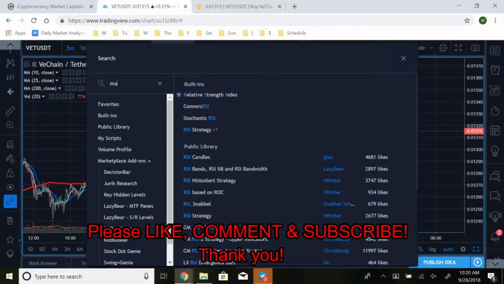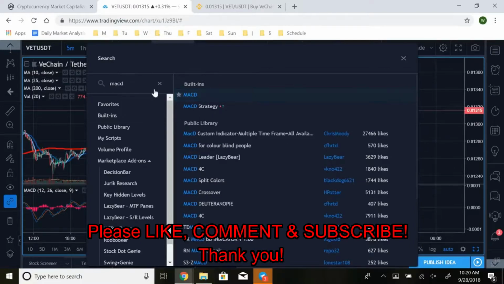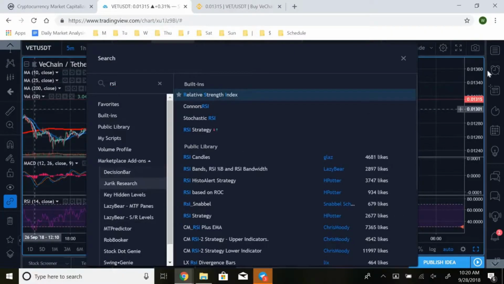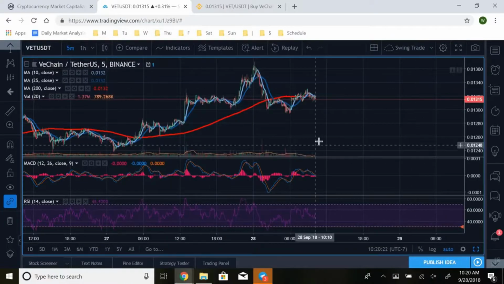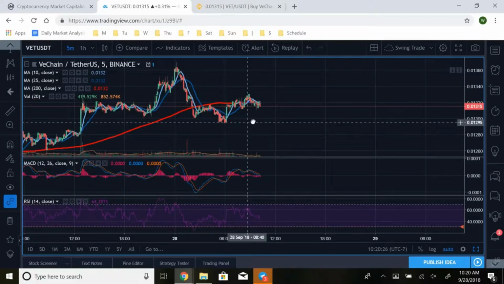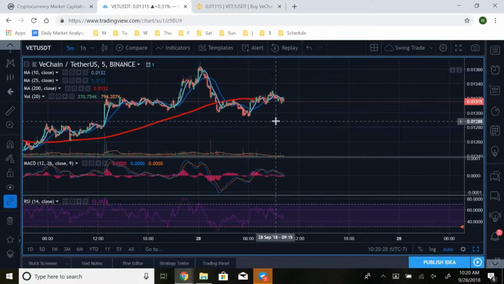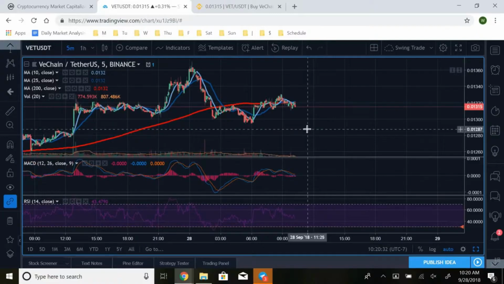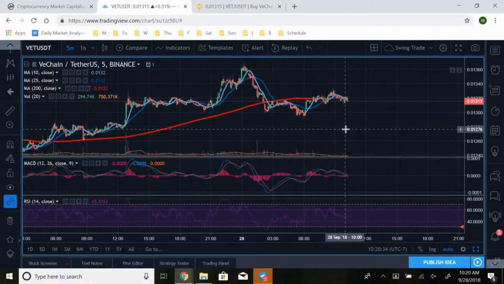go into the search bar and type in the RSI. Actually, I'll type in MACD first. Type in the MACD and then erase that and type in RSI. And you're just going to want to choose the relative strength index. So now that you have both of those selected, those are the first two indicators that we're going to have up here. And these are really the most important indicators in my eyes. Maybe they're not the most important, but they definitely have a pretty large emphasis on the trading strategy.